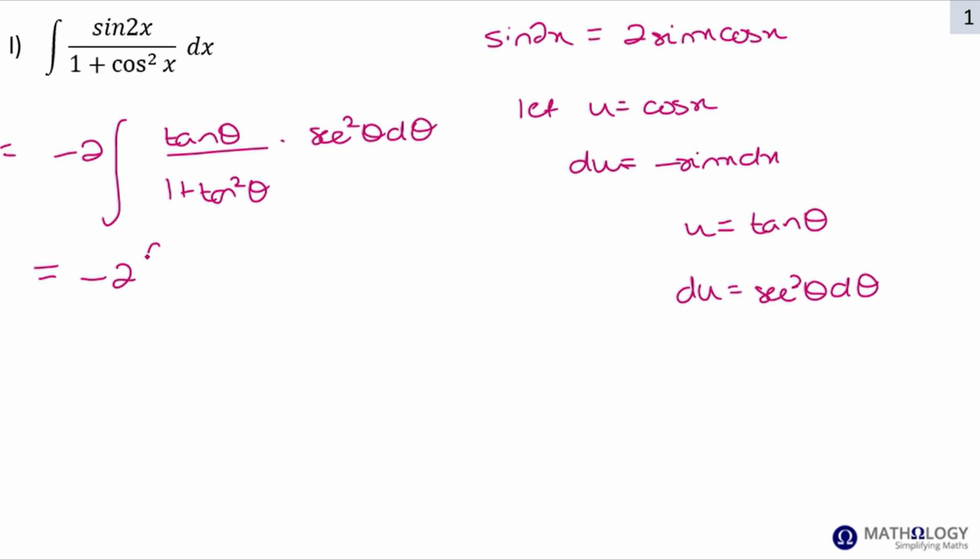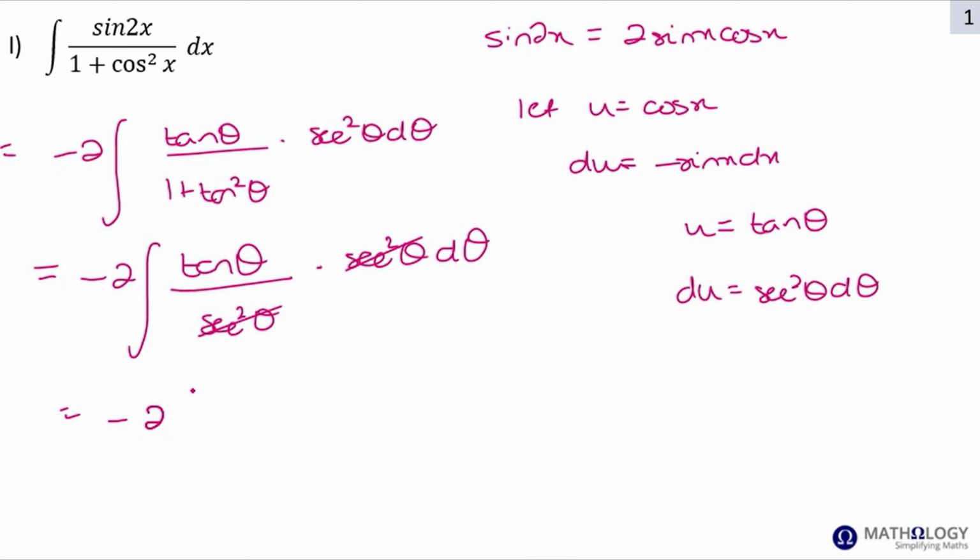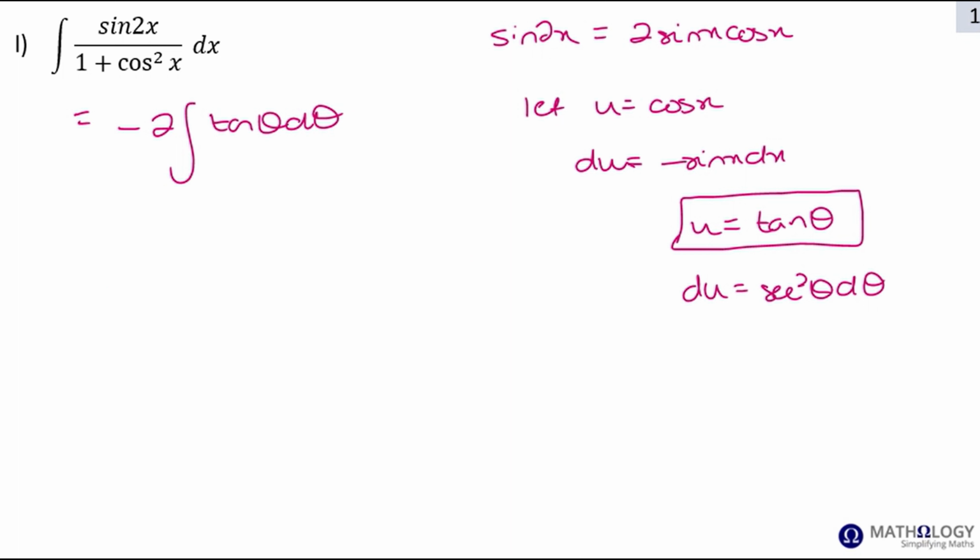So we have minus 2 times the integral of tan theta over 1 plus tan squared theta. 1 plus tan squared is a square identity, and that equals sec squared theta times sec squared theta d theta. Sec squared divided by sec squared is 1. So we have minus 2 times the integral of tan theta d theta. Okay, that equals minus 2 times the integral of tan theta, which is ln sec theta, and then we add c.